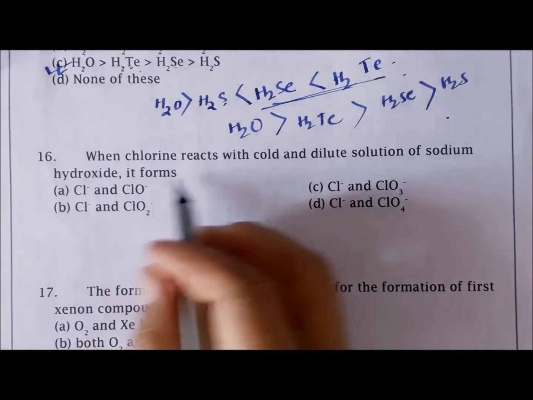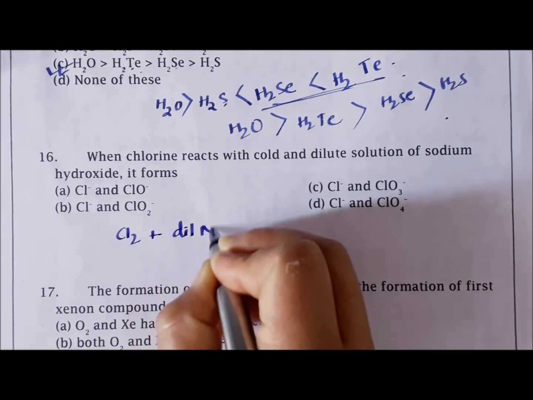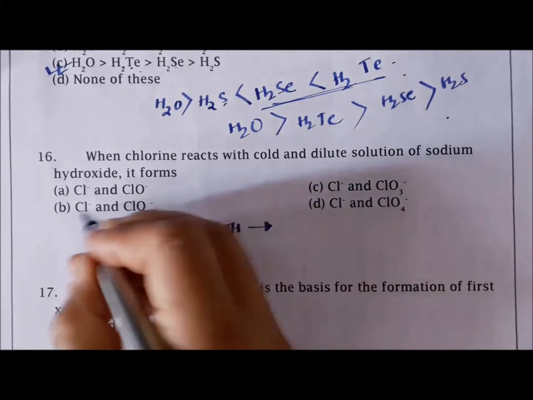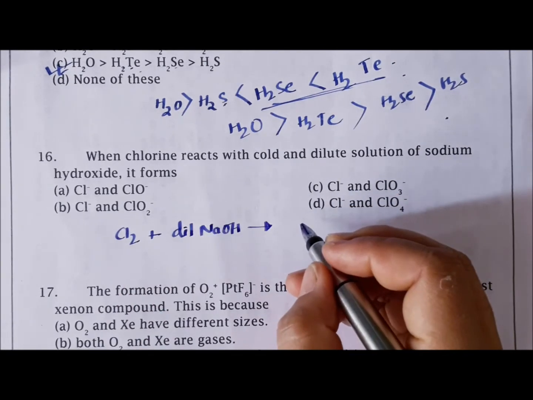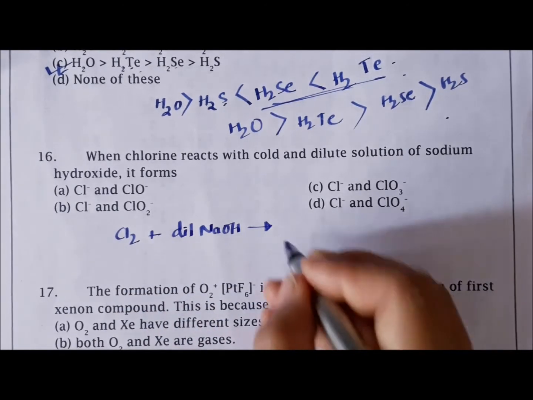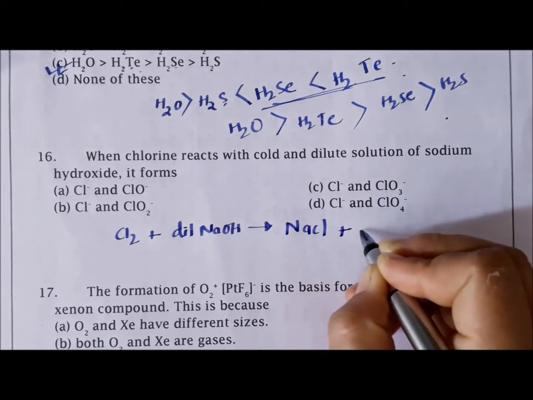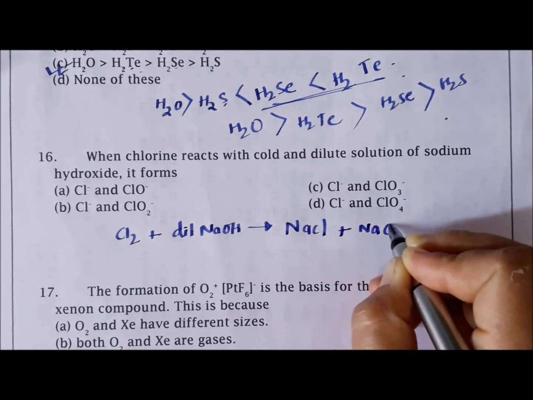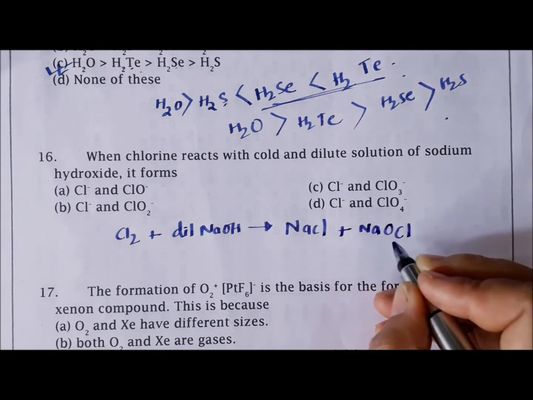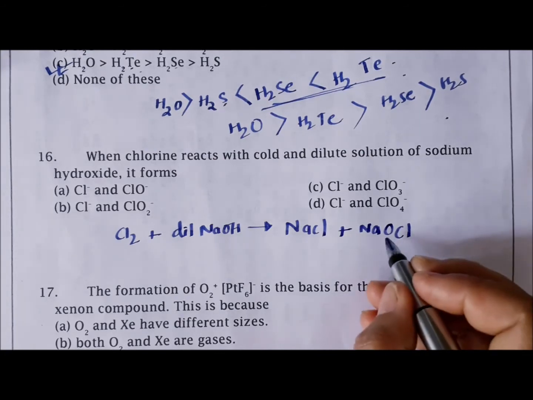Now, when chlorine reacts with cold and dilute NaOH, what would be the product? If you know the product, you will easily be able to choose the correct option from these four options. So when chlorine is reacted with cold dilute NaOH, we get one salt, sodium chloride, and another salt, sodium hypochlorite, NaOCl. With concentrated NaOH, we get sodium chlorate, NaClO3, that you need to memorize.